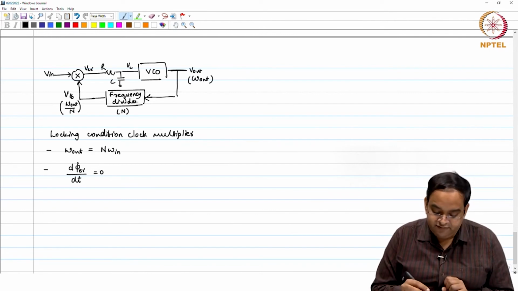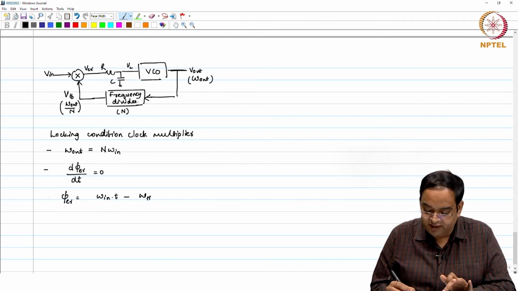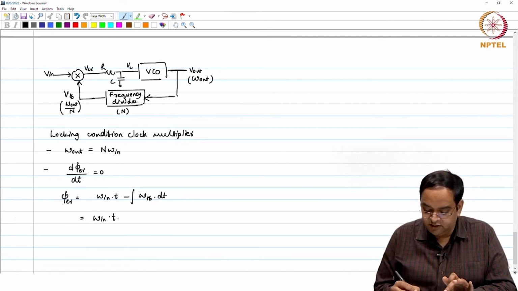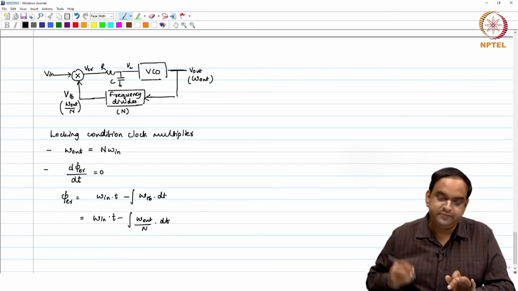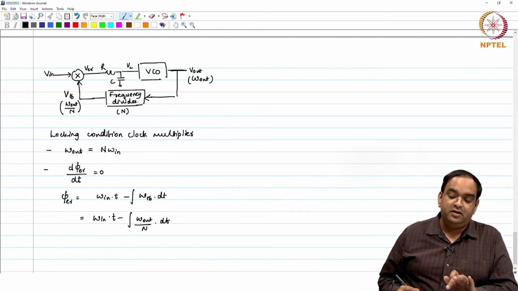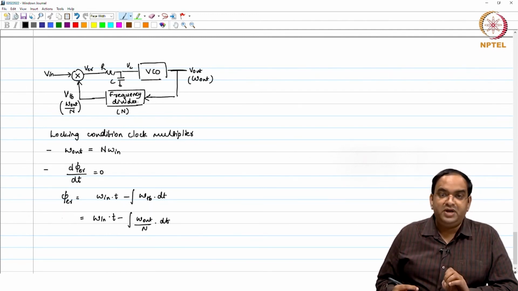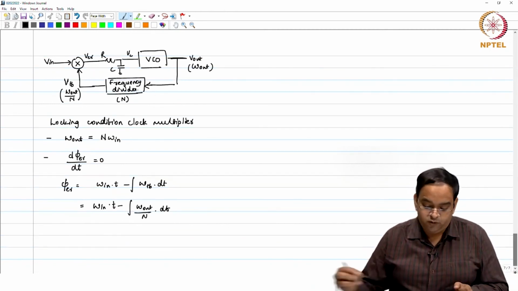And this d phase error by dt, what is the phase error? Well, phase error at any given time is your omega in times t minus the integral of your omega feedback dt. I will write this as an integral because omega feedback can change. So, this is your phase error. You should be able to lock the PLL with a frequency multiplication at the output.